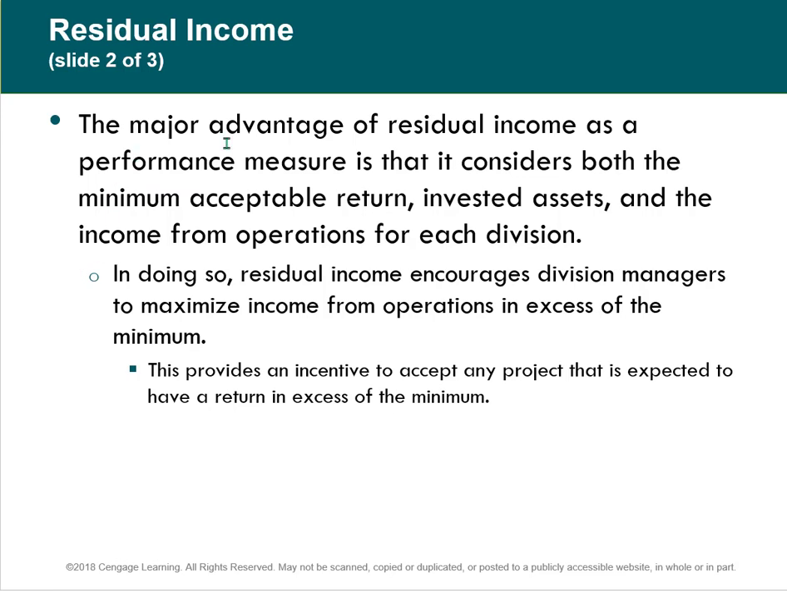So what's good about it is that it considers both the minimum acceptable return, it factors in invested assets, and it also looks at income from operations for each division. So it encourages division managers to maximize income from operations in excess of the minimum. Okay? So it's an incentive to accept any project that's just above that minimum return. So it dampens the effect of not wanting to take anything under what you've got. You understand?